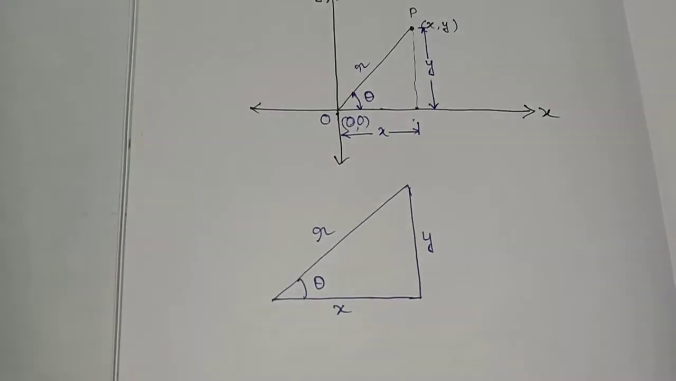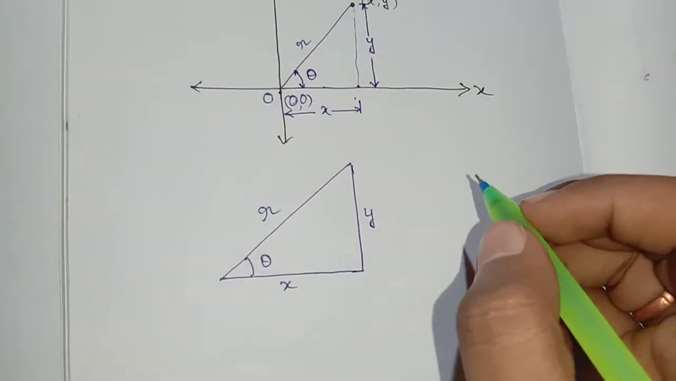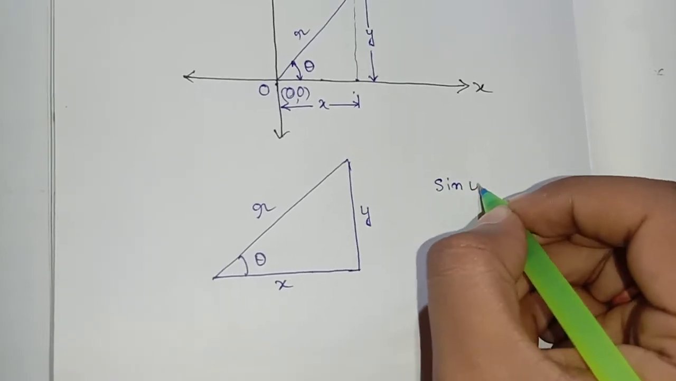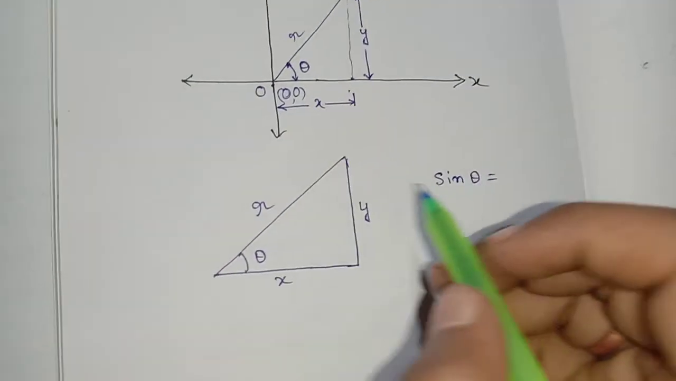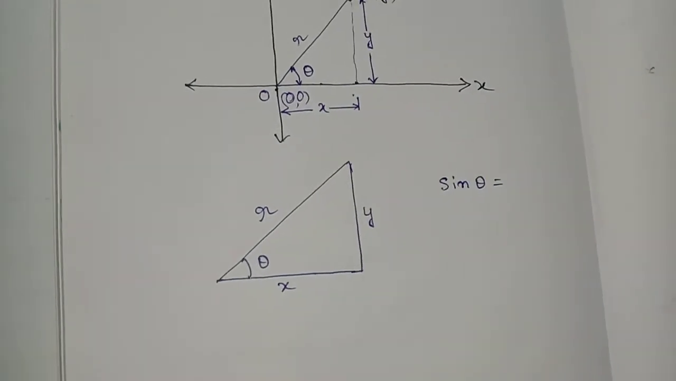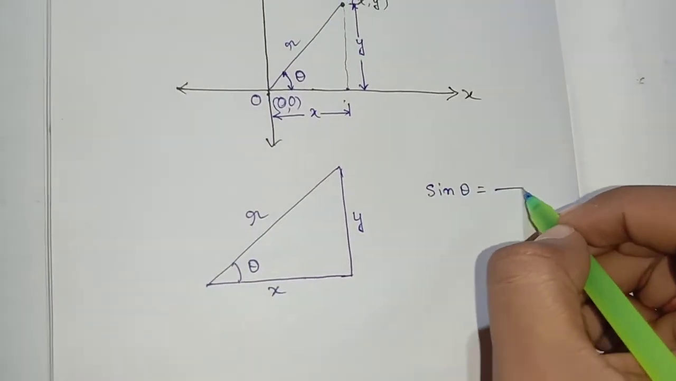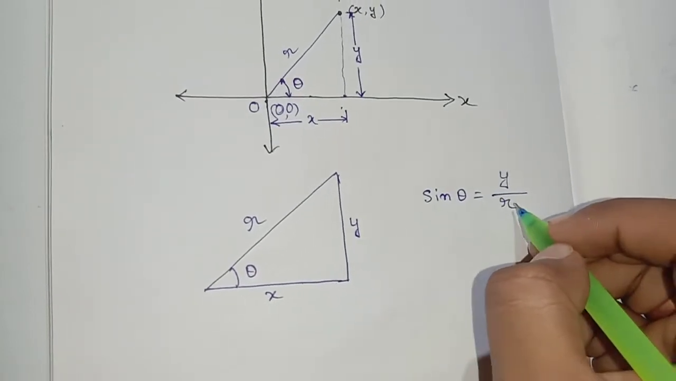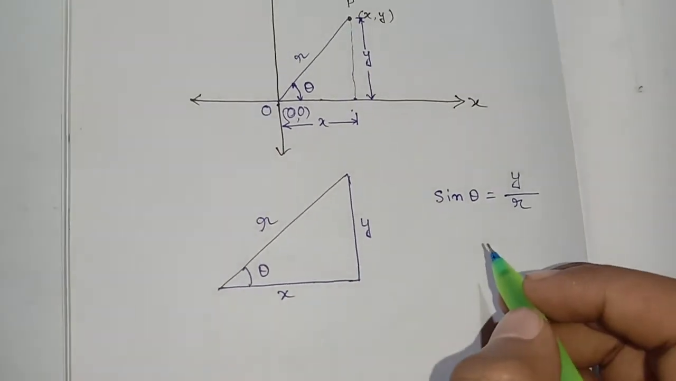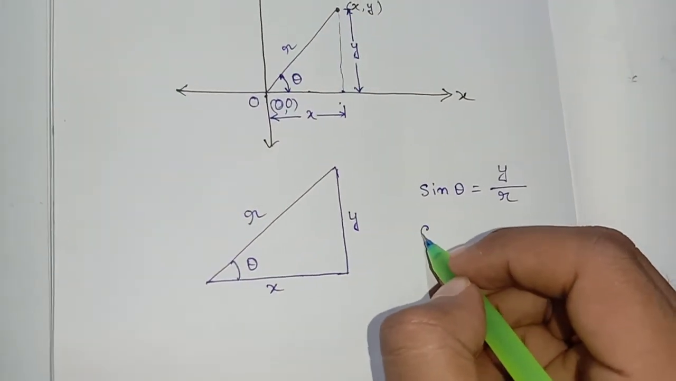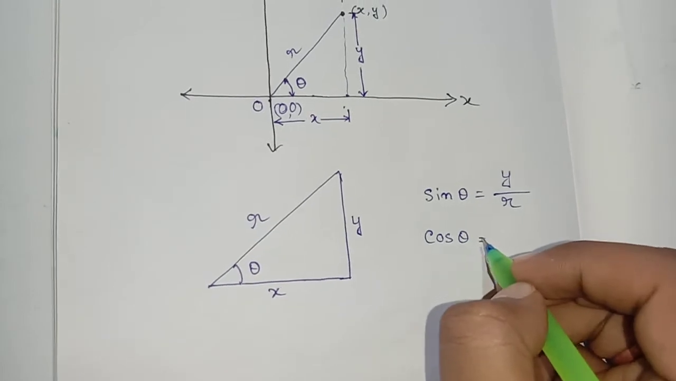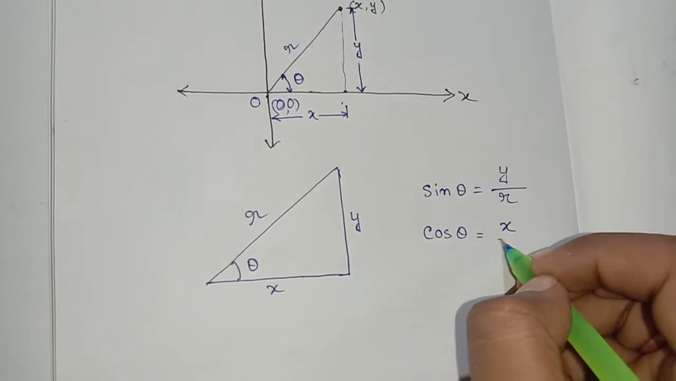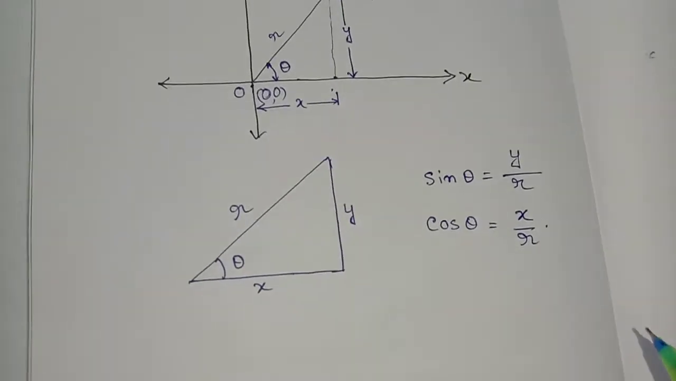Now apply trigonometry. Sin theta is perpendicular upon r, that is y upon r. And cos theta is equal to base upon r, that is x by r.